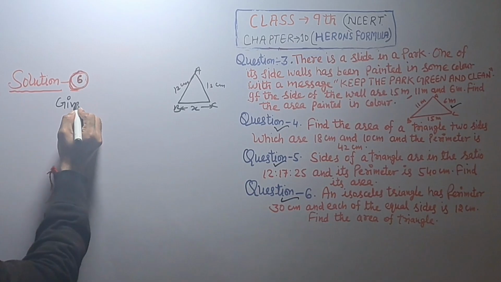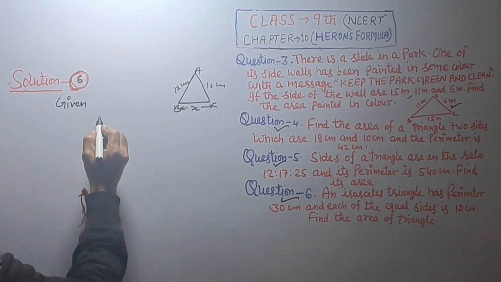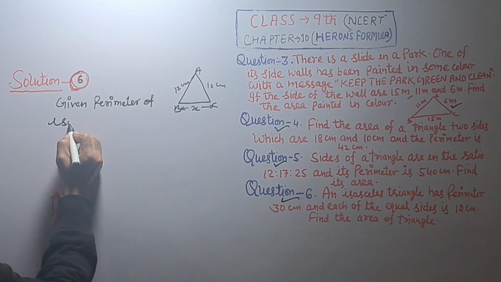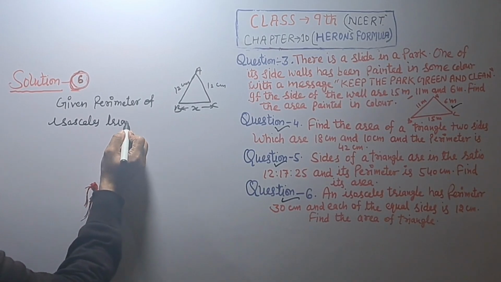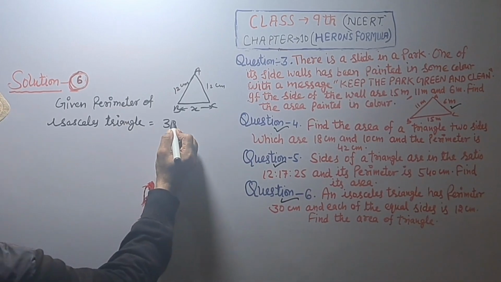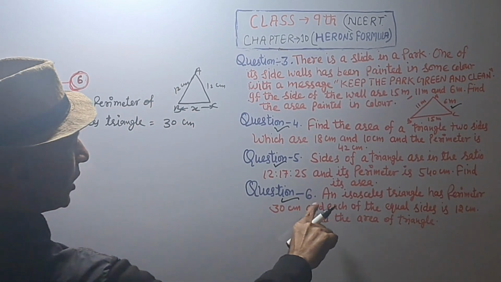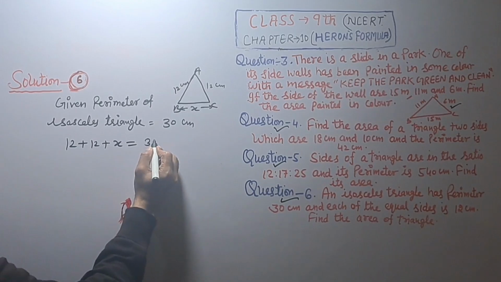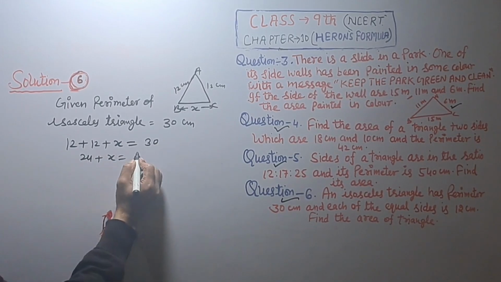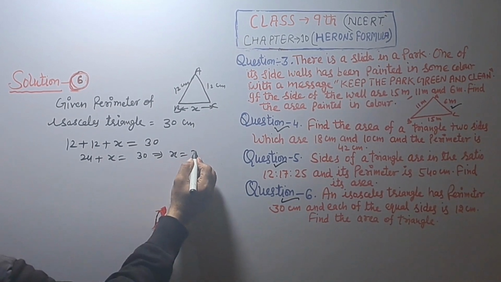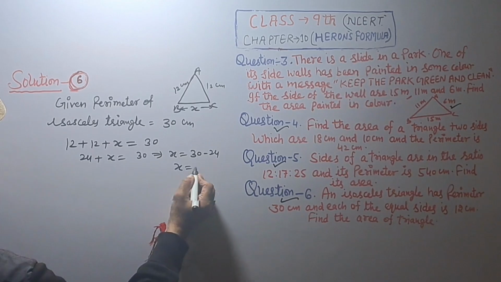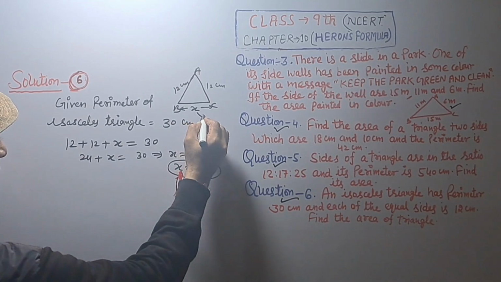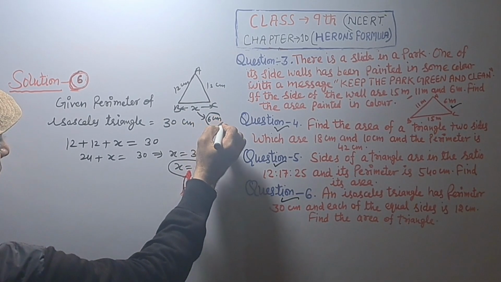Given perimeter of isosceles triangle is equal to 30 centimeter, and equal two sides is 12 plus other side is x equal to 30. 24 plus x is equal to 30, which implies x is equal to 30 minus 24, and we get the value of x, that is third side, 6 centimeter. X is equal to 6 centimeter, third side.